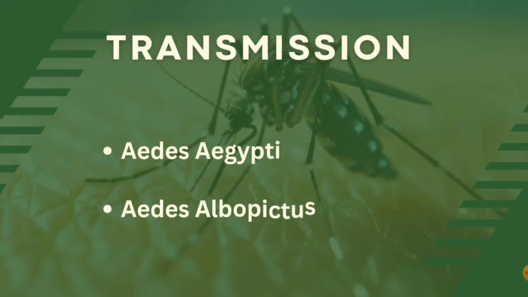Now let's talk about the transmission of dengue virus. It is transmitted by mosquito bite and the mosquitoes are Aedes aegypti and Aedes albopictus. It is the same mosquito which causes yellow fever.